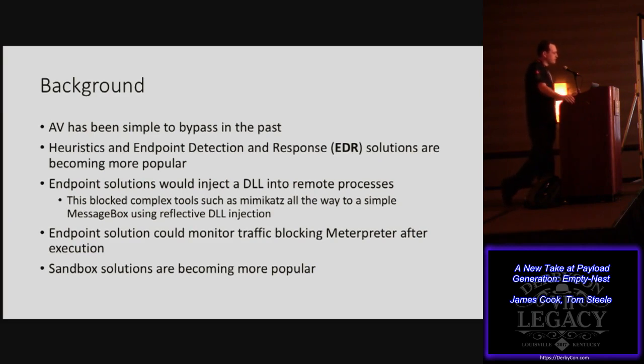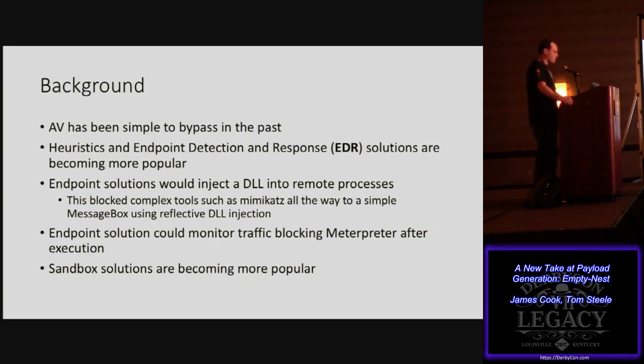So what started this was we were testing an endpoint solution, and it was blocking our payloads. It would execute fully, and then we would get a connection back, but it would die, and we couldn't figure out why. So after troubleshooting, going all the way from Mimikatz, to something super complex we wrote, all the way to a simple message box, it would get caught. There's a stub inside of Metasploit and Cobalt Strike that uses this shellcode to set up a reflective DLL injection, and when that gets seen by the process, it kills it.